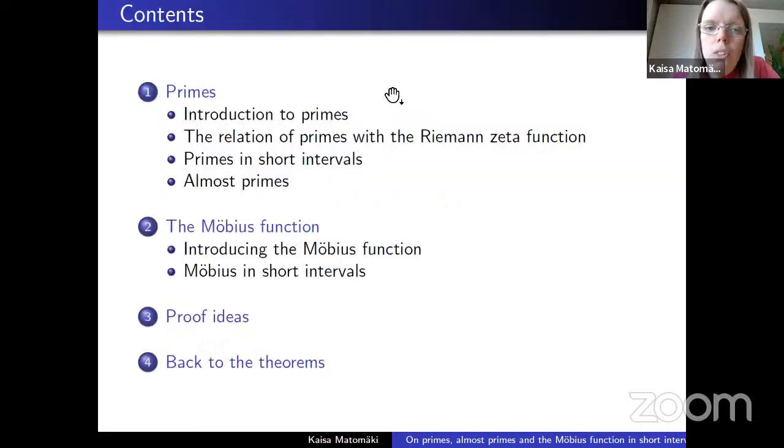I will just talk a bit about the primes, and then I will discuss how primes are related to the Riemann zeta function, and then I will discuss primes in short intervals, and finally talk about so-called almost primes. And then I will move on to the Möbius function. I will tell what the Möbius function is, and I will discuss the Möbius function in short intervals. And then I will be rather brief with the proof ideas, but I will just describe the general framework of proofs in this area of mathematics. And then I will get back to describing what it was that we had proved.